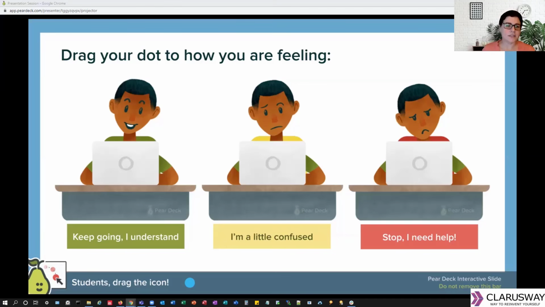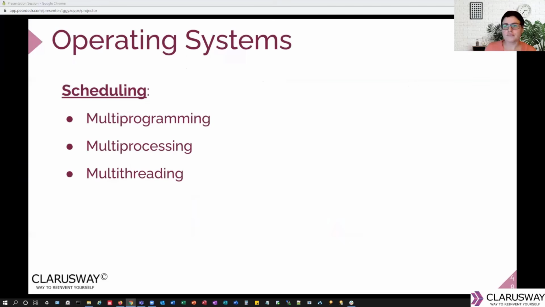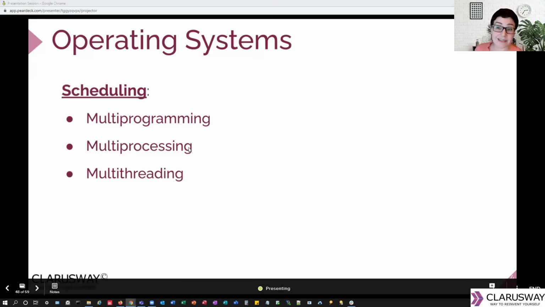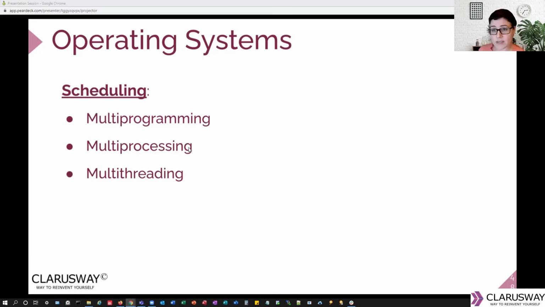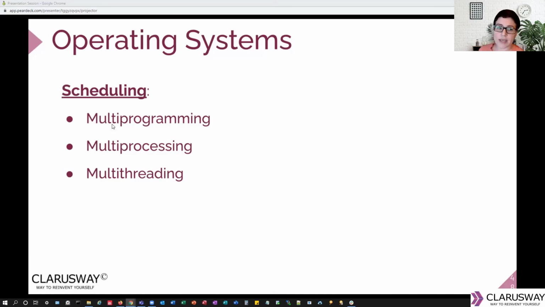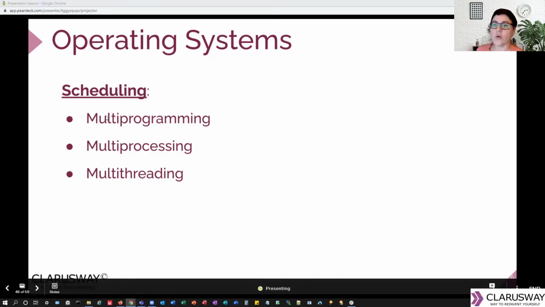The different technologies, let me bring up the slide to help. So the difference between the three is multi-programming is the slowest method for managing processes. And that is where you've got multiple processes and one CPU handles all of those. And that's going to be your older technology.